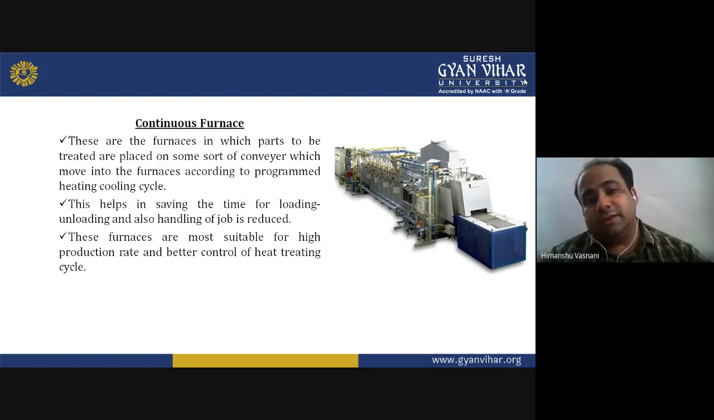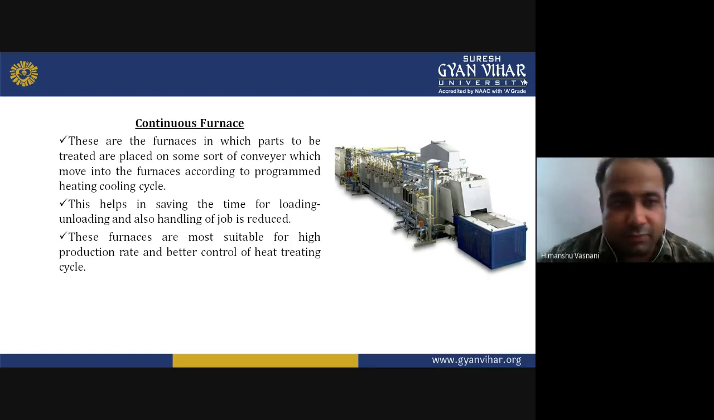Now the continuous furnace. You can see in the diagram a full furnace. These are furnaces in which the parts to be treated are placed on some sort of conveyor, which moves into the furnace according to the programmed heating and cooling cycle. This helps save time in loading and unloading, and handling of the job is reduced. So these furnaces are most suitable for high production rates and better control of the heat treating cycle.